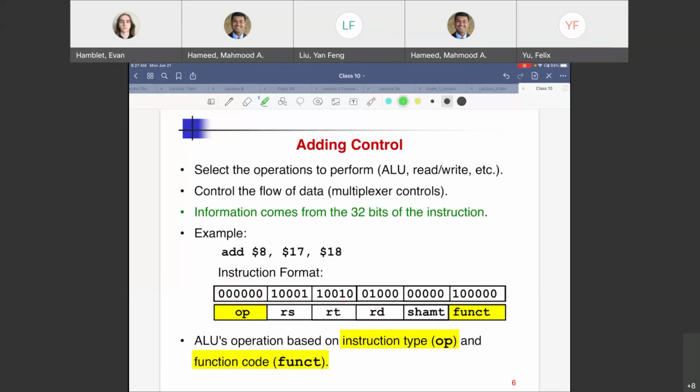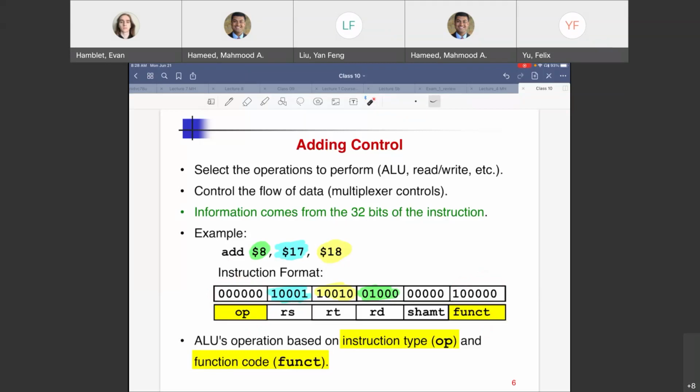RS, RT, RD, this should be a refresher, you guys. This is 8, so 8 for RD. This is 17 RS, then 18 RT. No shift, and function field for this is 1 followed by 5 zeros for add. Again, who tells me this? The MIPS reference sheet tells me that. So what we have is an opcode field over here and a function field over here. Those are highlighted. Those are going to be inputs to our main control block and ALU control block.